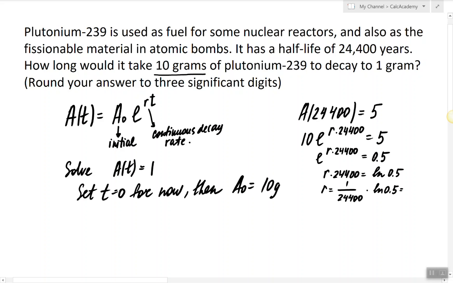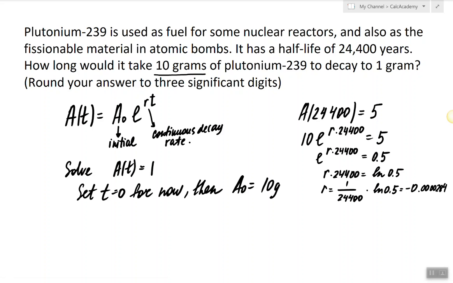I'm just going to take ln of 1/2 and divide it by 24,400. So the answer is -0.000284, that is, 4 zeros and then 284. So this is what we just found: the continuous decay rate in the model that we are trying to use. So now we have everything.